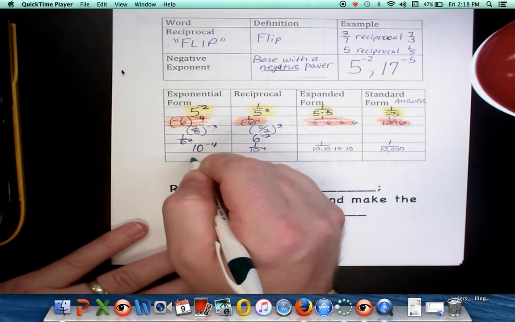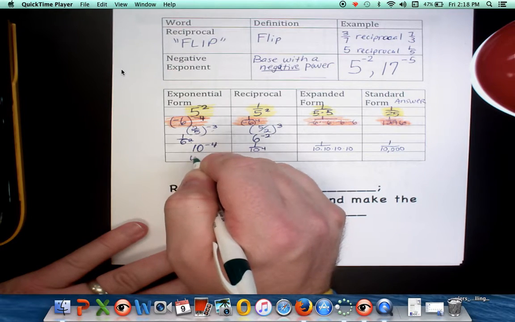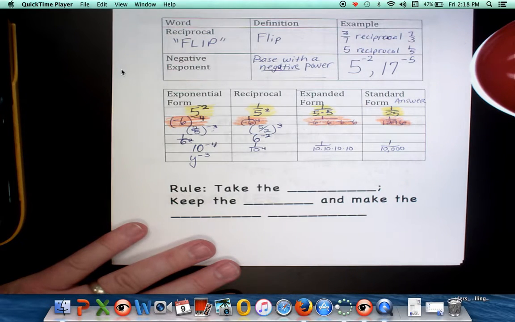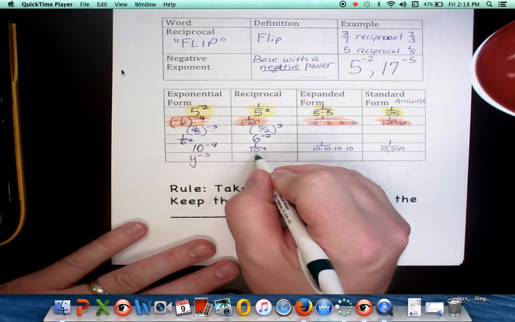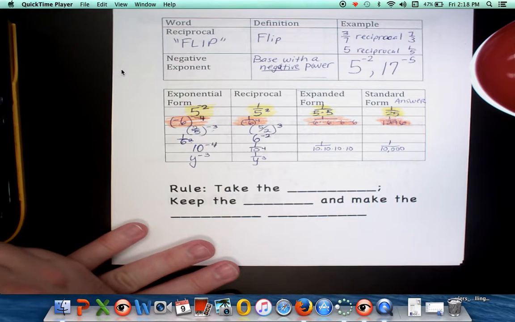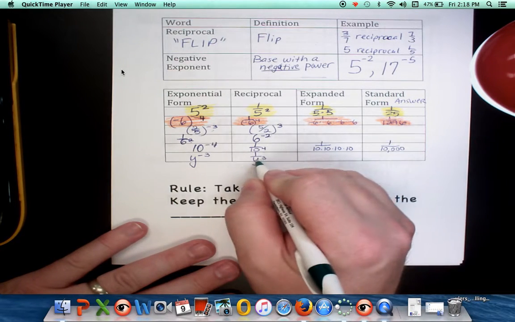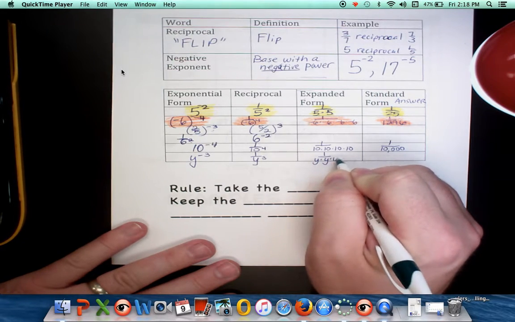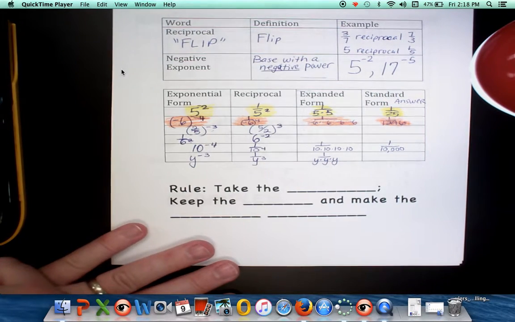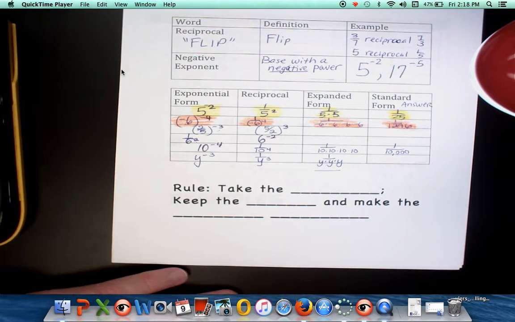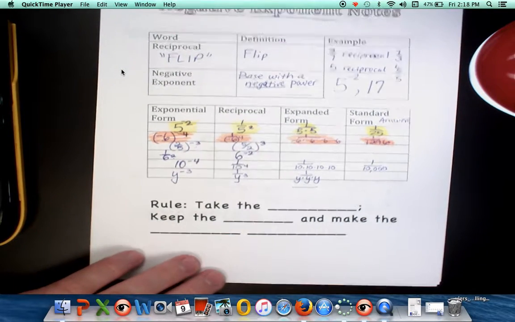Maybe I get one that looks like this. Y to the negative 3rd power. I want to change it. I want it as a positive. So I take the reciprocal of it. 1 over y to the 3rd power. And then that is basically expanded out to 1 over y times y times y. And then we just leave it like that because there's no answer for it. There's my answer.